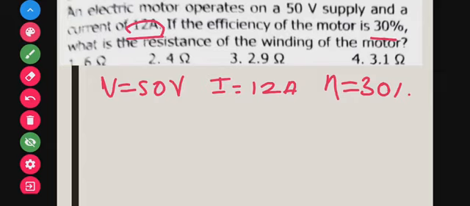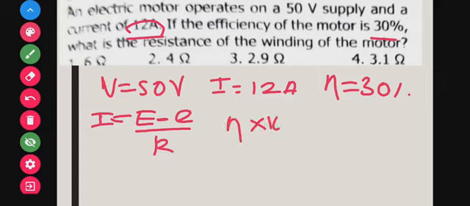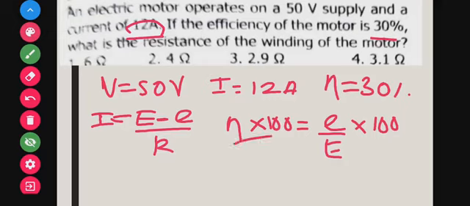Yes, so we will find it now. We know this formula. They are asking the resistance of the winding. So I is equal to E minus e divided by R, we know this formula. And next, the efficiency eta into 100 is equal to e by E into 100. Now if we equalize this, the efficiency value is 30%, so 30 by 100 into 100 is equal to e by E.